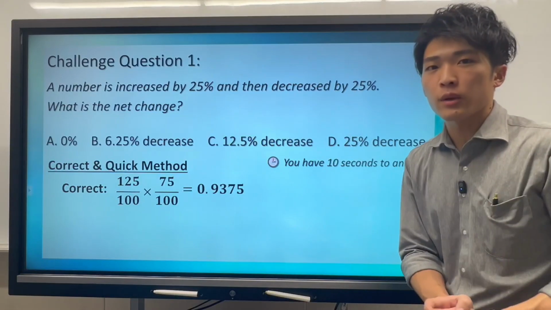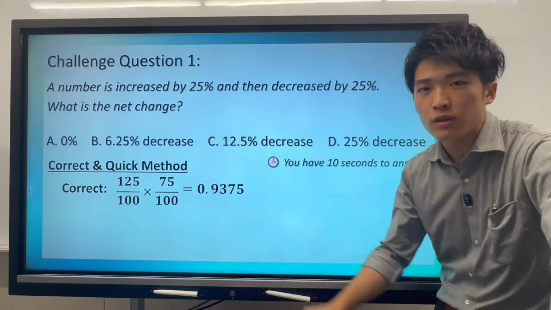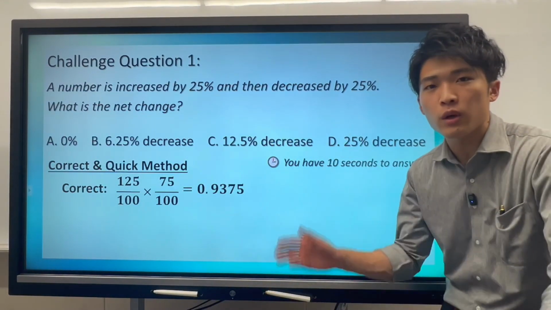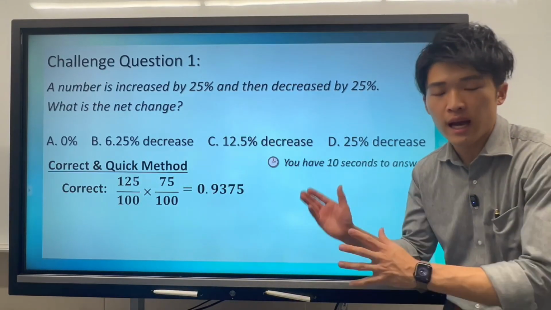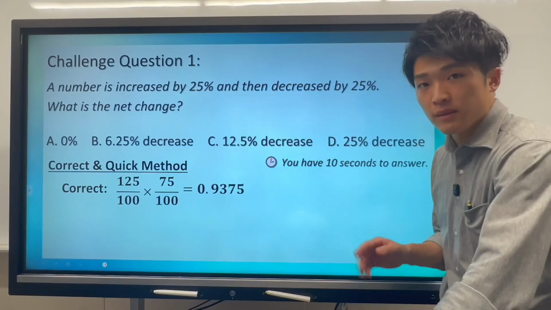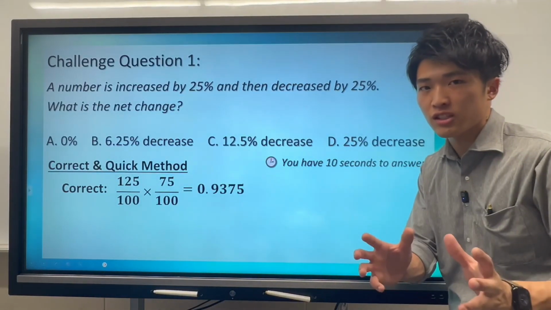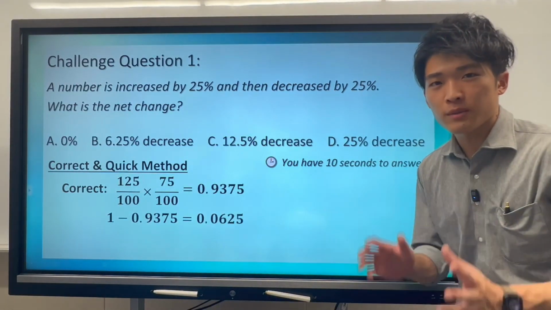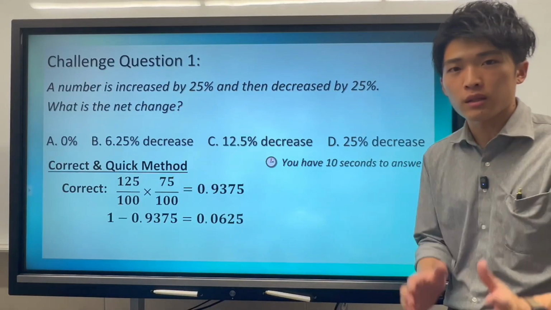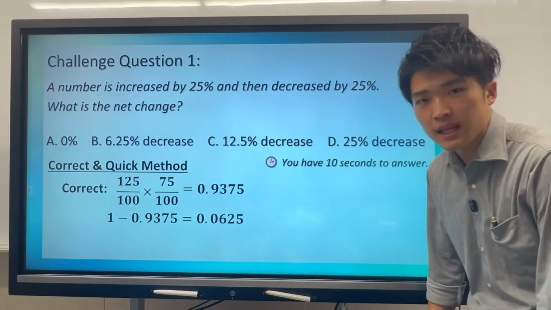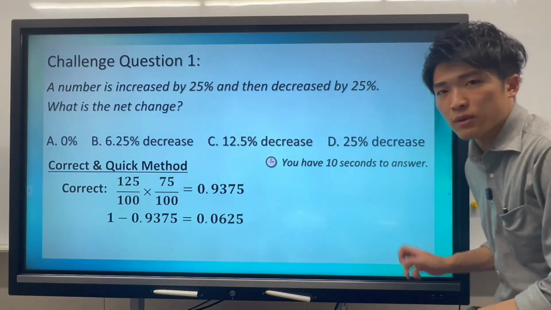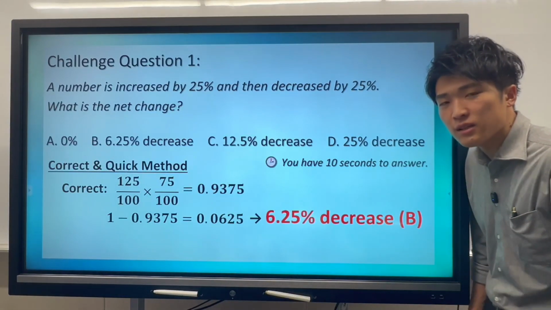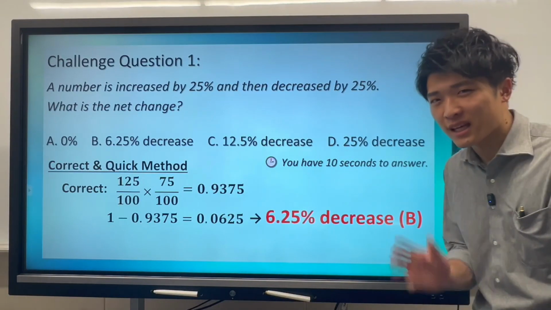First, since it increases by 25%, that's 125/100. Then, from there, it decreases by 25%, so what's left is 75/100. If you multiply those together, the answer becomes 0.9375. That's correct. But since we're looking for the change this time, we can't just stop here. Alright, so if you subtract the 0.9375 we just got from 1, you get 0.0625. Then, if you convert this to a percentage, it becomes a 6.25% decrease, and that's the answer. So, in terms of the choices, the correct answer was B. Did everyone get it right?